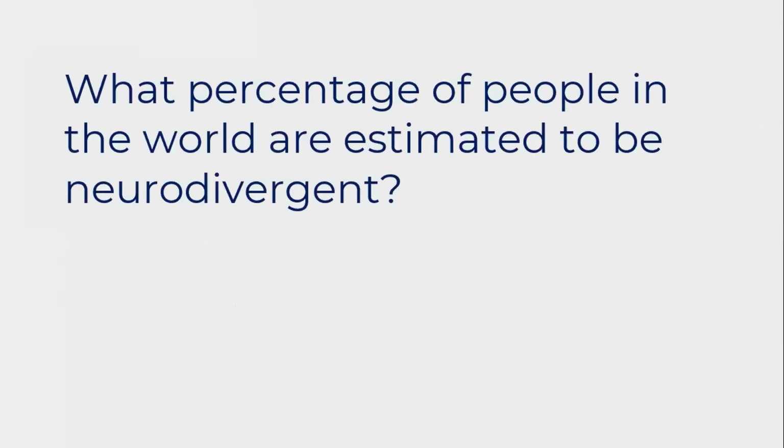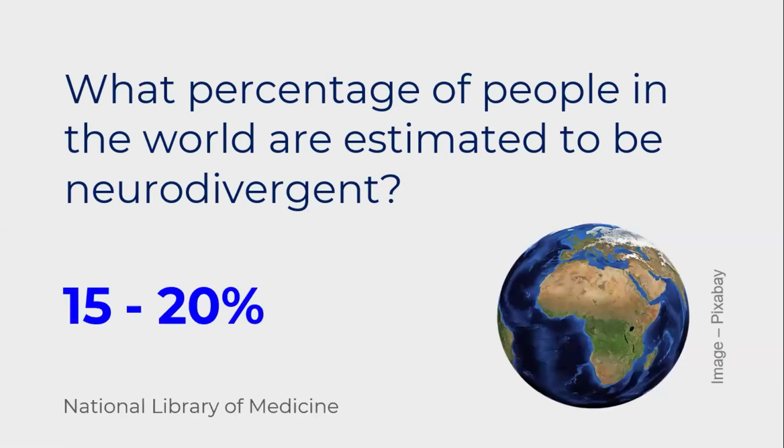Okay, so do you know the percentage of people in the world that are estimated to be neurodivergent? No idea. Okay, so let's say it's around 15 or 20%, which means in each of our classrooms we might have students with different needs.